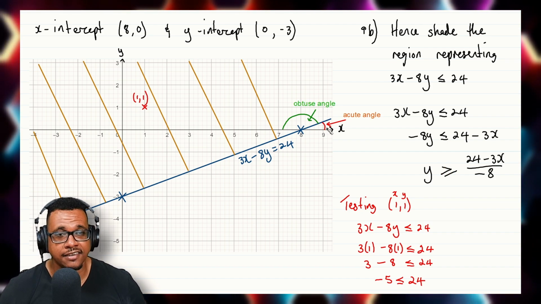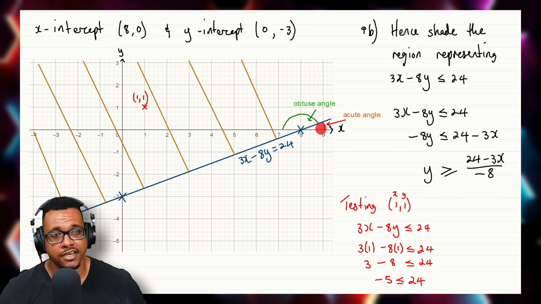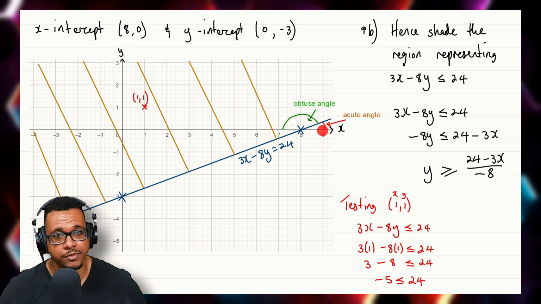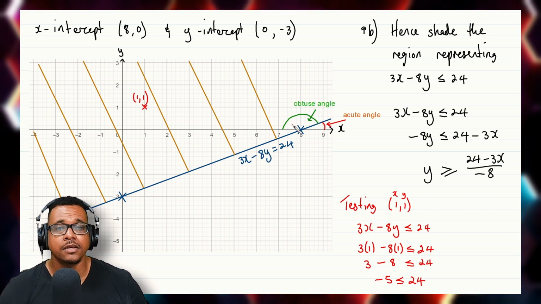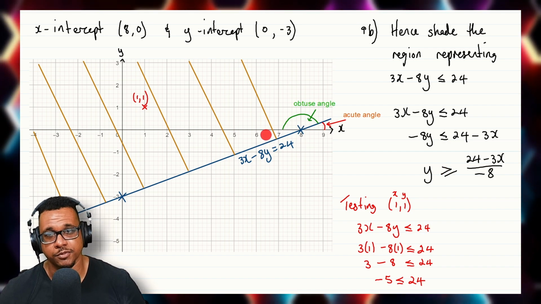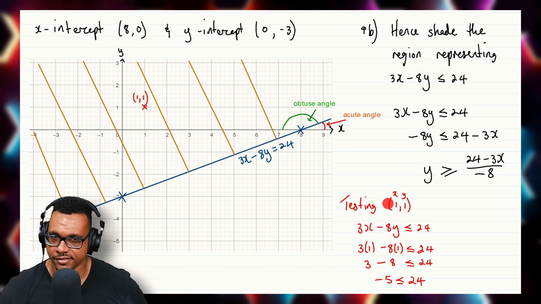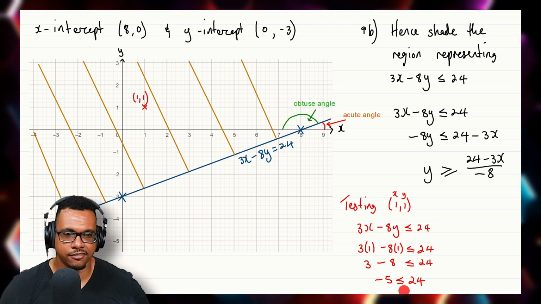Or you can look at the angle that your graph makes with your x-axis. The acute side would be less than, so below here would be less than because this is the side with the acute angle. And the obtuse angle, which is the bigger angle, would be the side for more than. So if it's more than, you shade the side with the obtuse angle, which is this side. And of course, to make sure you're right, you can just test a point on the region that you shade and make sure that it's correct.